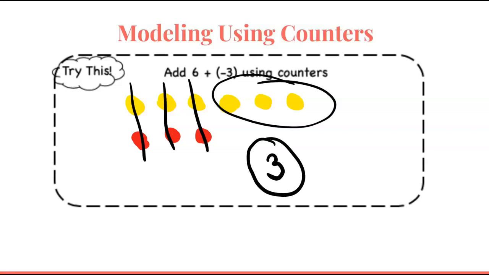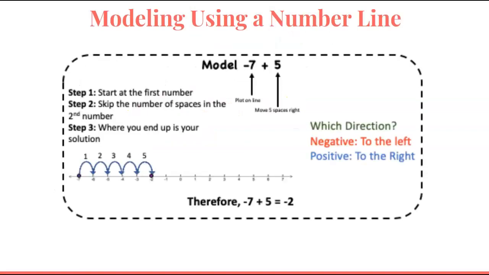Now I want to show you guys using a number line. So a number line is another great visual representation to show you what's exactly happening when you add up two different numbers, or two different signed numbers. So as we talked about in the last video, if I'm given a number statement, this one is negative 7 plus 5, and I want to model it on a number line, I do it the same way. I start with my first number. So as you can see, I plotted negative 7 on my number line.